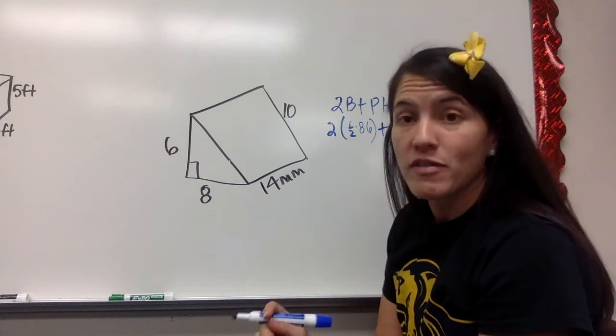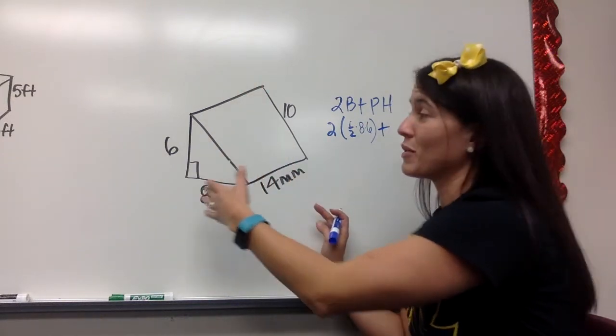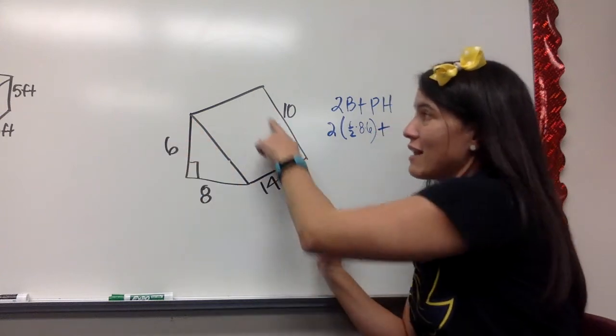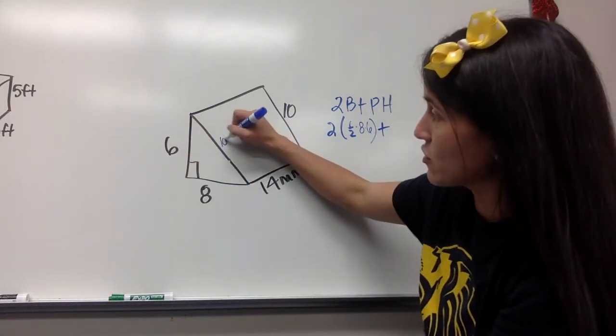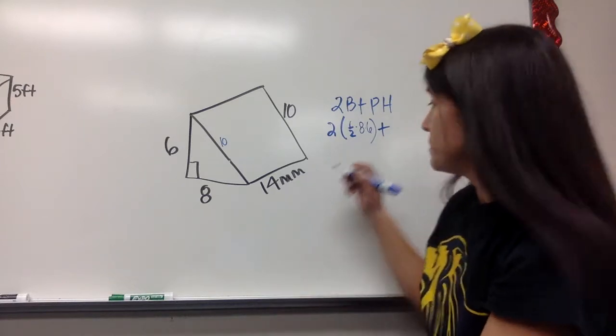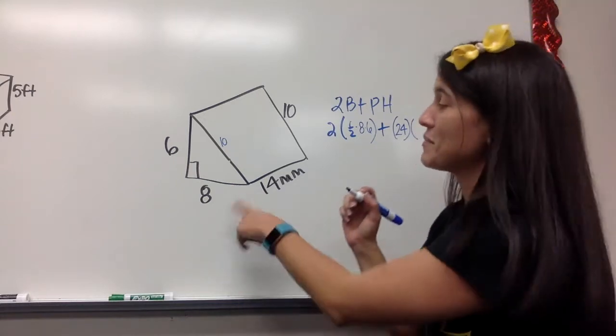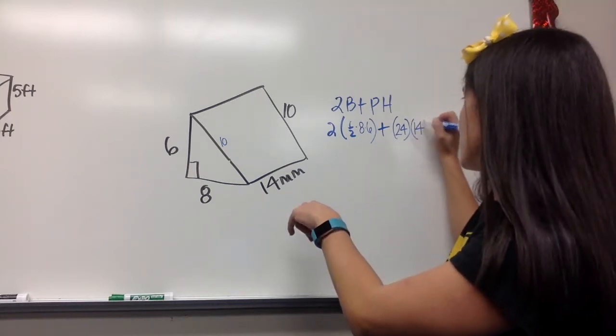The perimeter of the base. So this triangle that we just finished doing the area of, now we have to find the perimeter. So this is a 6, 8, and then this line is 10, which means this line is also 10. So the perimeter is 24. And the height of the prism is 14.